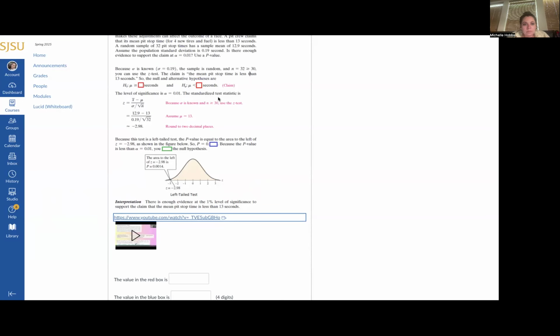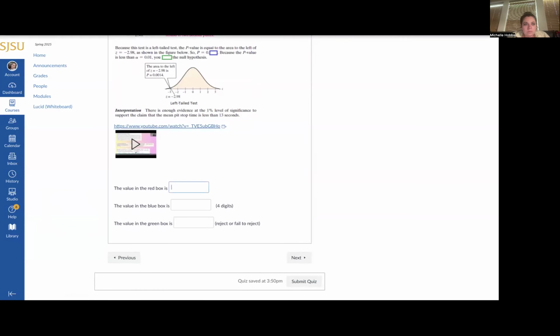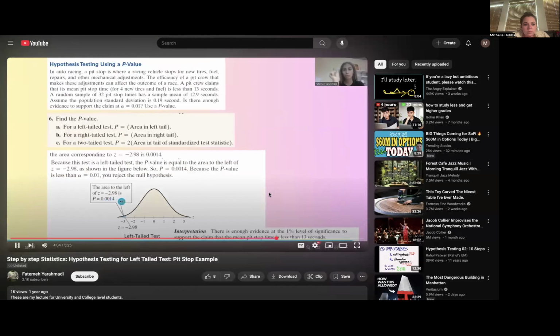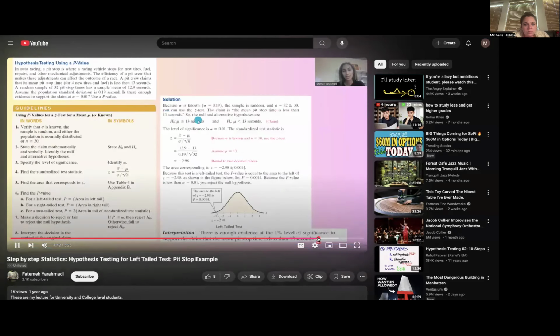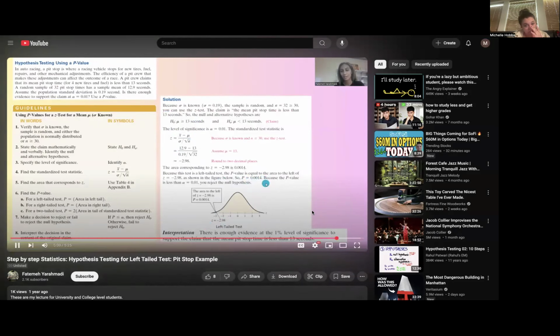The area to the left-hand side of negative 2.98 is 0.0014, which is a very small area, so the mean stop time is less. We calculated the standardized test statistic of negative 2.98, which is a very small area, and it's less than 1%. So based off of the p-value being less than 1%, we reject the null hypothesis.